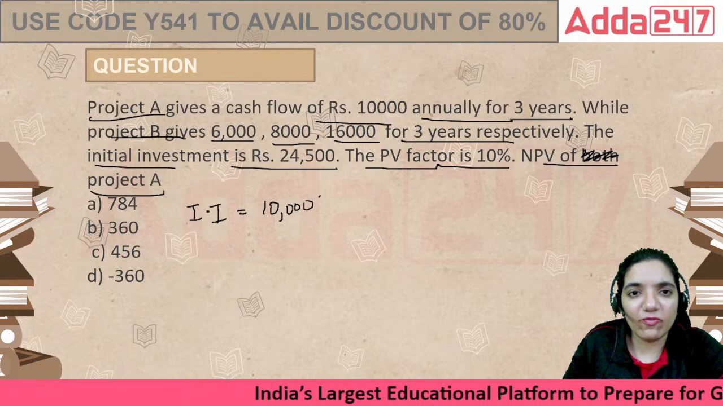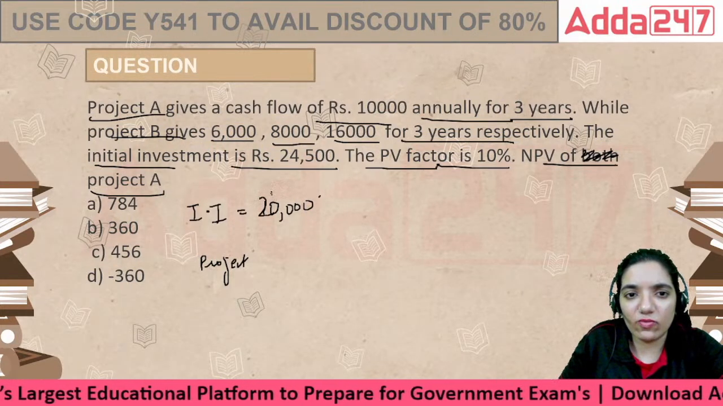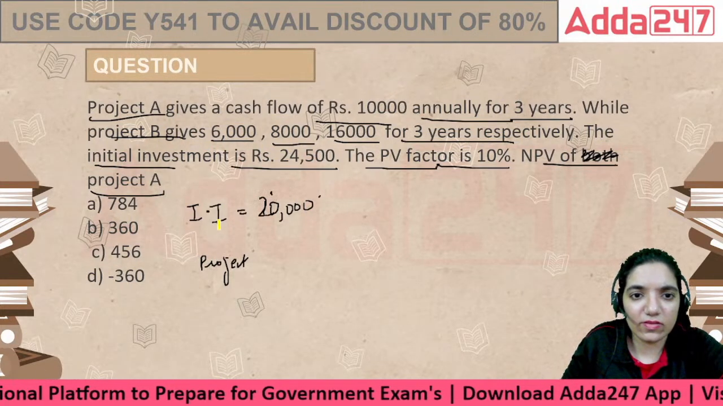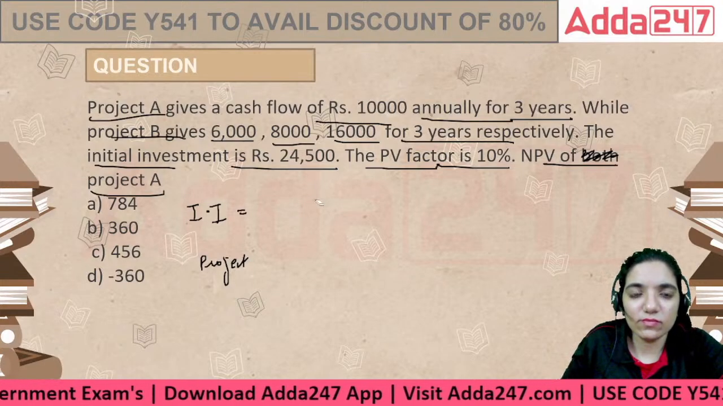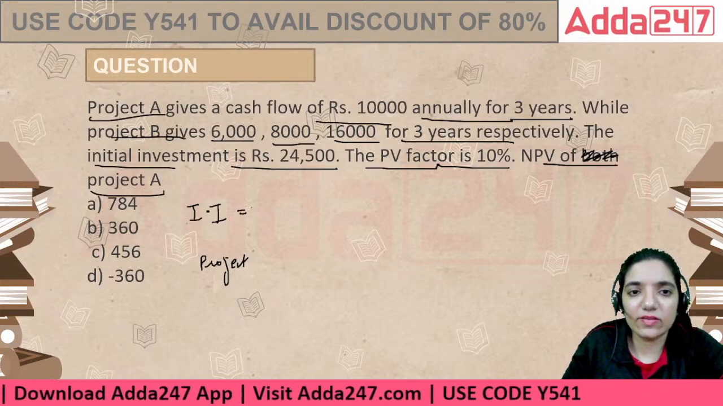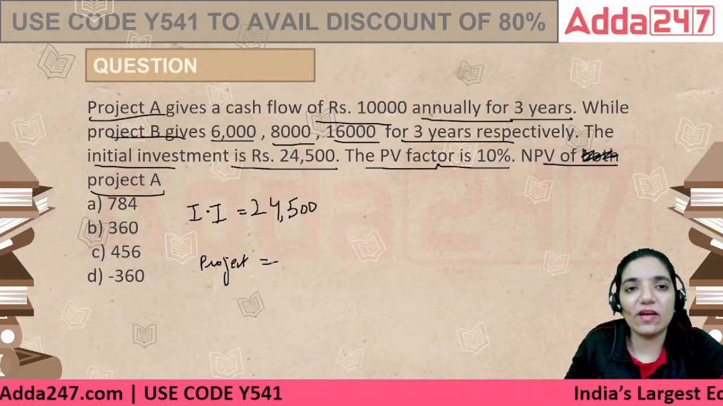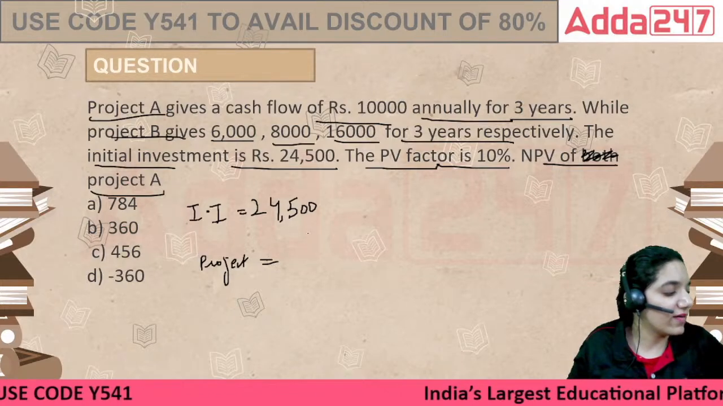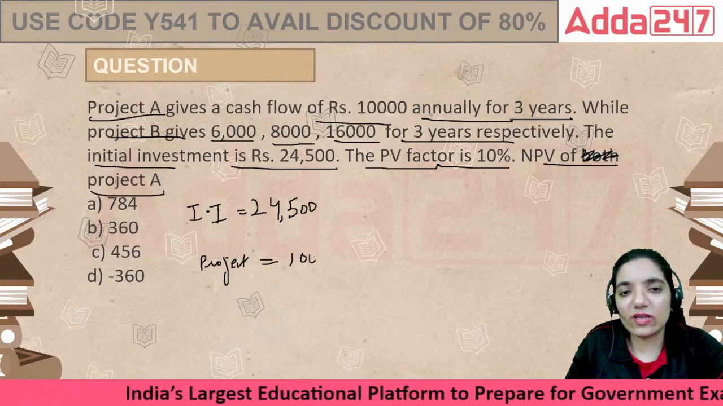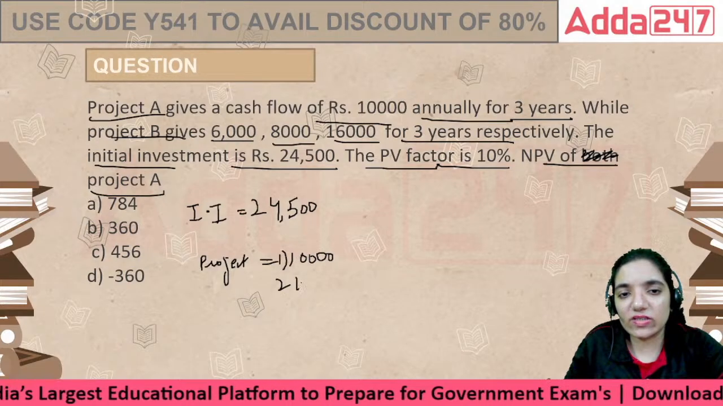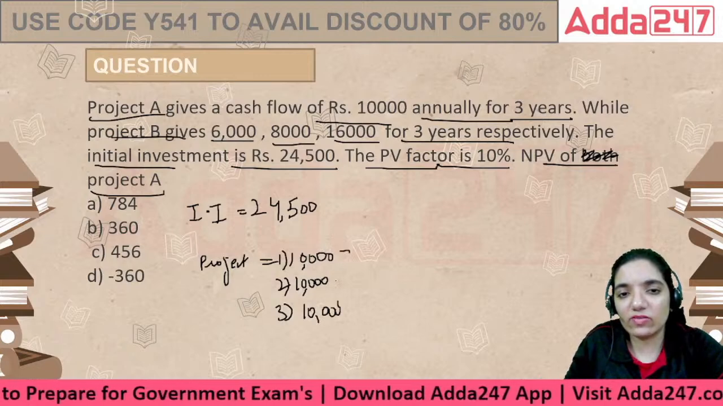For project A, the initial investment is 24,500. In terms of the project, what is happening is, in terms of project A, we have 10,000 in our hand now. So when we have this amount, what do we do here? We'll be having 10,000 that we'll be receiving every year. First year, second year, and there it is our third year. So we have got 10,000 in every year.